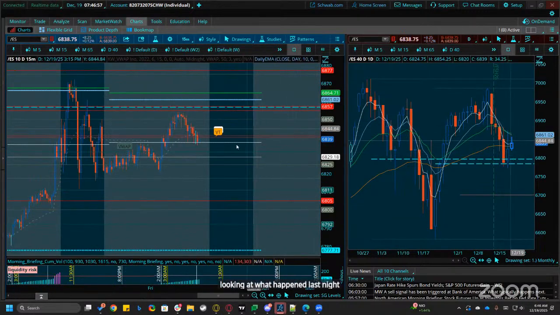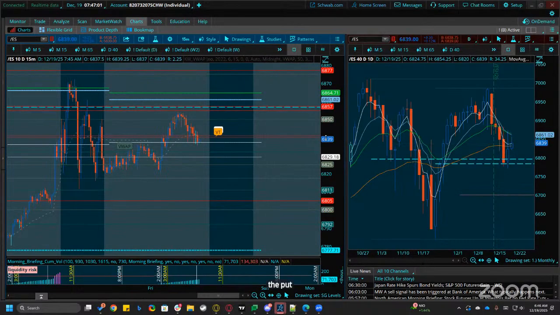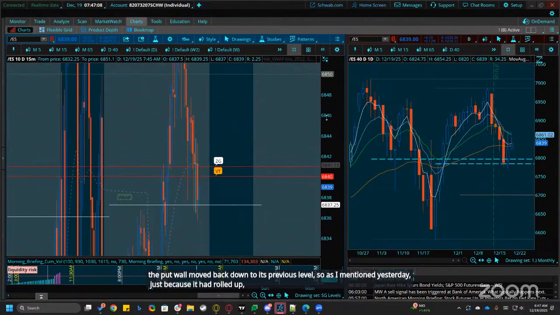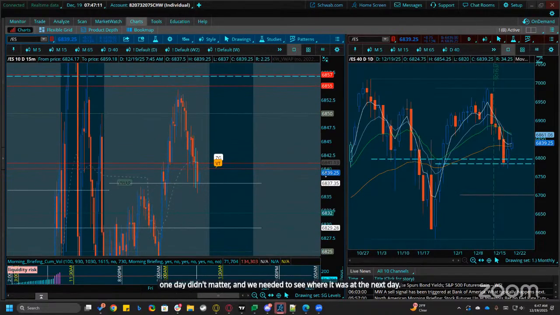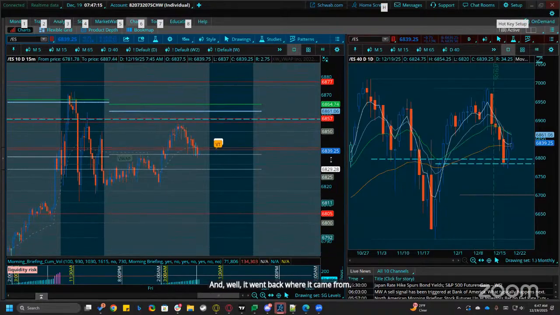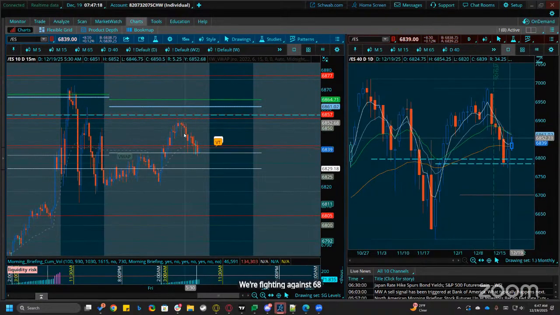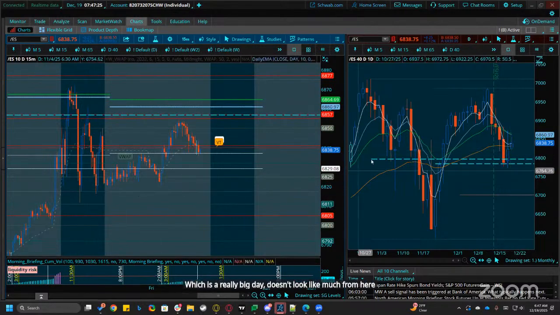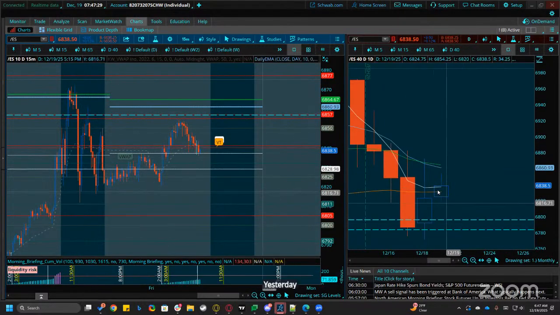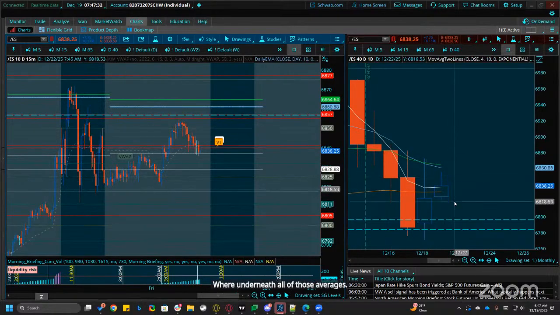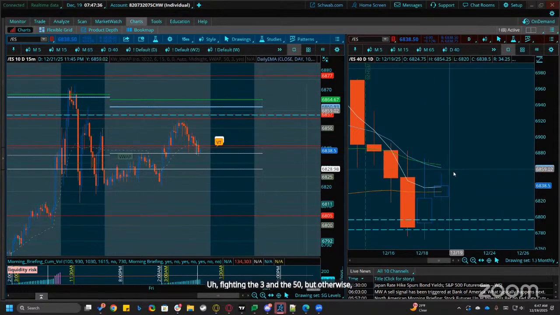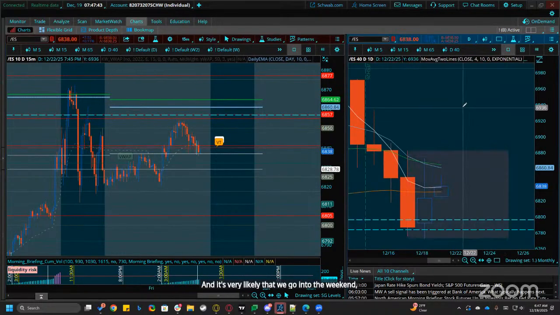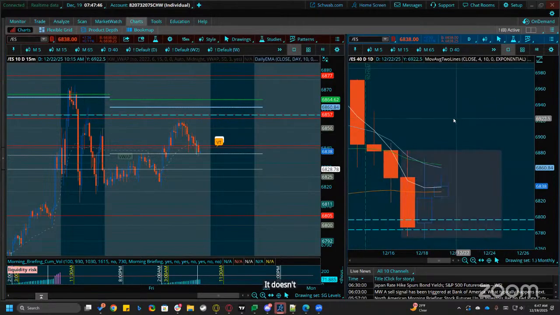Looking at what happened last night, we're hanging out at the volatility trigger. The put wall moved back down to its previous level. So as I mentioned yesterday, just because it had rolled up one day didn't matter, and we needed to see where it was at the next day. And well, it went back where it came from. We're fighting against 6850, wasn't able to keep it last night. We're inside day, which is a really big day. Doesn't look like much from here, but looking at it on the daily, yesterday was a really big day. We're underneath all of those averages, fighting the 3 and the 50, but otherwise we're just tangled up in all of this mess. And it's very likely that we go into the weekend tangled up inside of all of this mess. It doesn't owe us anything today, right?